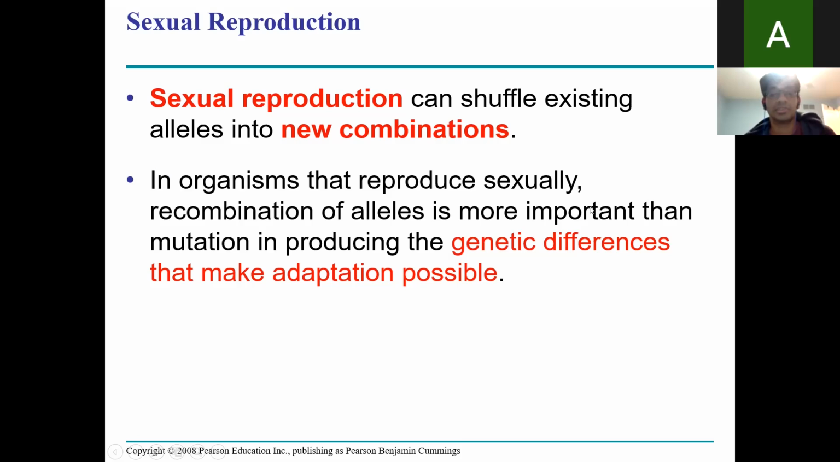In organisms that reproduce sexually, recombination of alleles is more important than mutation in producing genetic differences that make adaptation possible. As we said before, the two main sources of variation for natural selection are sexual reproduction for animals that reproduce that way, and mutations. In prokaryotes that don't reproduce sexually, they reproduce asexually, mutations are really the only source of variation within them, because that's the only way they're going to have more variation.